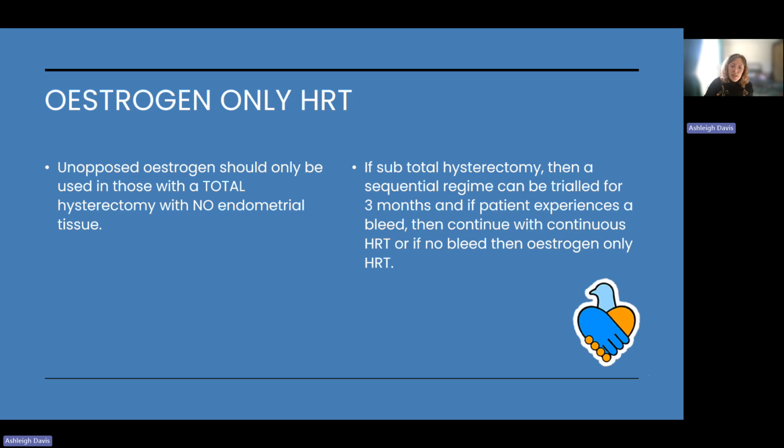So unopposed estrogen should only be used in those with a total hysterectomy with no endometrial tissue remaining. If somebody has had a subtotal hysterectomy, then we need to establish whether they have any remaining endometrial tissue. In this case, a sequential regime can be trialed for 3 months. If the patient experiences any bleeding during that 3-month time, then we can say that they do have some endometrial tissue remaining, and then we would continue with continuous combined HRT.